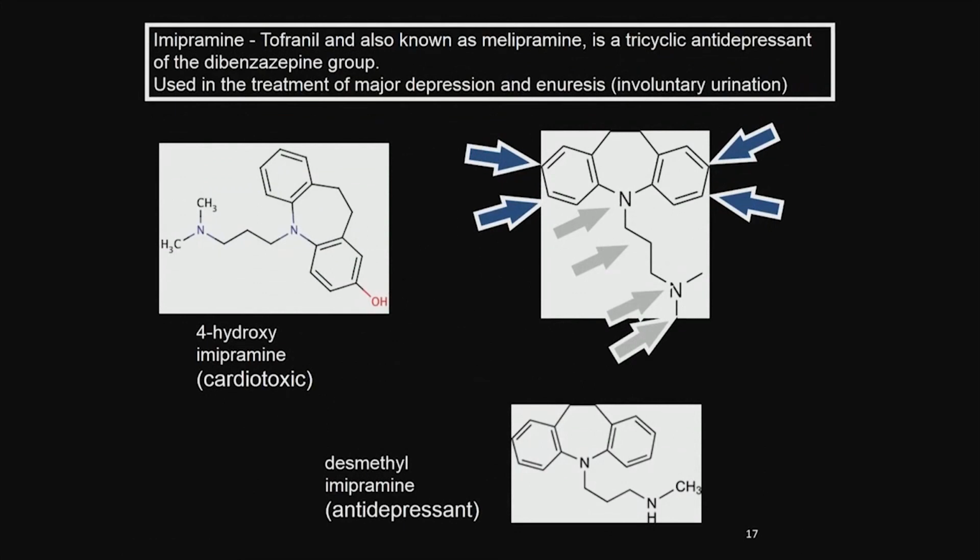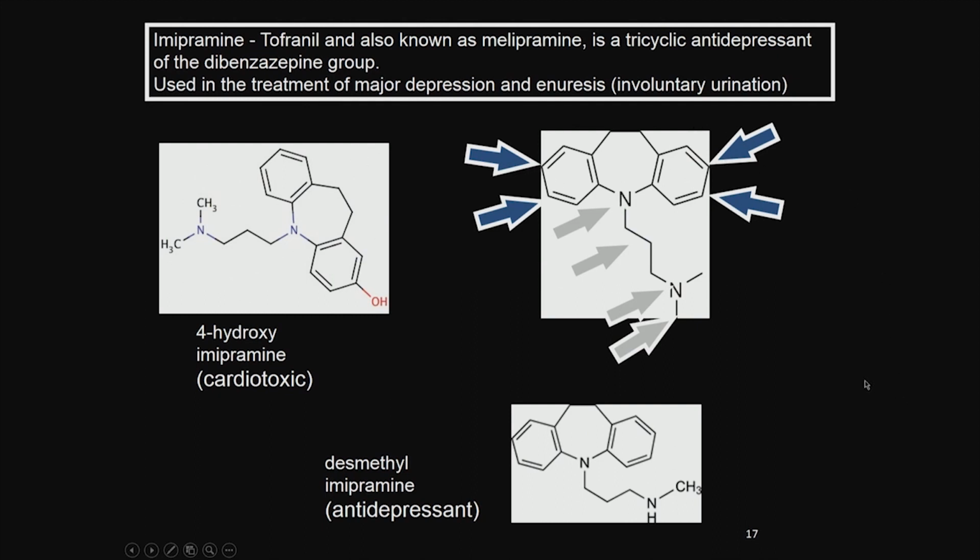For example, let us look at imipramine, Tofranil, also known as melipramine. This is a tricyclic antidepressant of the dibenzazepine group. It is used for the treatment of major depression and enuresis, that is involuntary urination. So what all things can happen? You can have biotransformation in various places, at this nitrogen, that nitrogen, here.